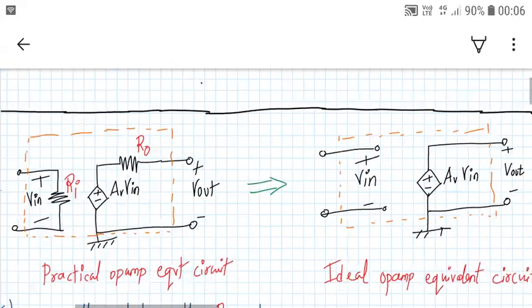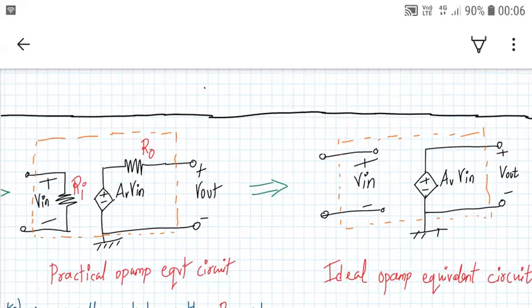Okay, so let us compare these two. So we know that the practical op-amp equivalent circuit will have an input impedance Ri. The two input terminals are V plus and V minus, represented as V in over here. And at the output side, we have RO, that is output impedance, connected with the voltage source, that is AV, voltage dependent source, that is AV times V in, and the output. And in the ideal op-amp equivalent circuit to the right, we don't have Ri, so Ri is infinite, and neither do we have RO, which is a short circuit. So this is about practical op-amp equivalent circuit and ideal op-amp equivalent circuit.